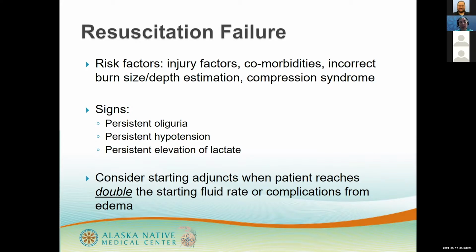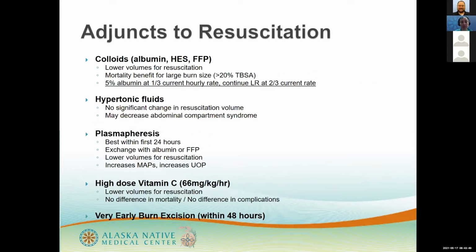So one thing to think about is to consider starting adjuncts when the patient reaches double the starting fluid rate, or if they're showing complications from edema. So if you start your burn fluid resuscitation at 500 cc's an hour and you've up-titrated them to 1,000, the patient is failing the resuscitation. So what are those adjuncts? Really, there's a lot of difference among burn centers in the US. Some of this is geographical, about what we use and what's available.